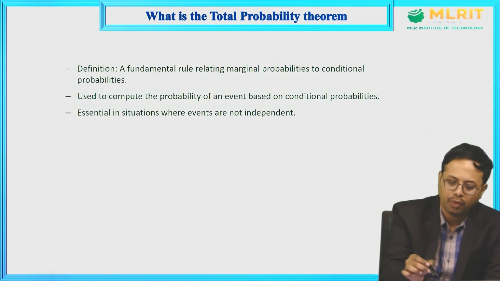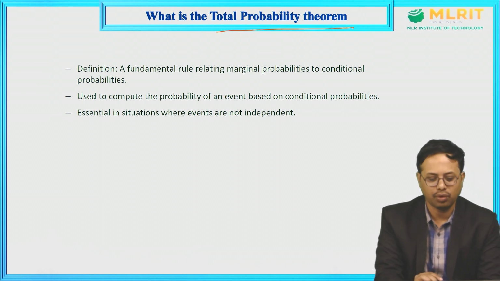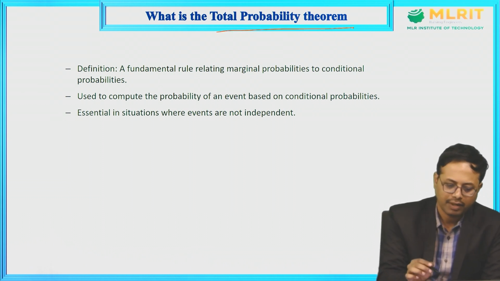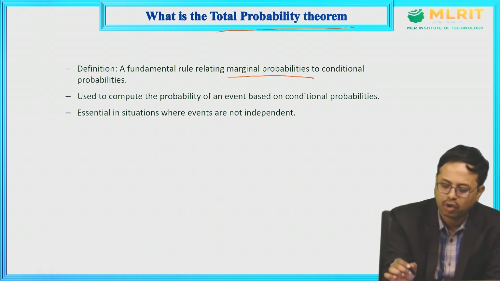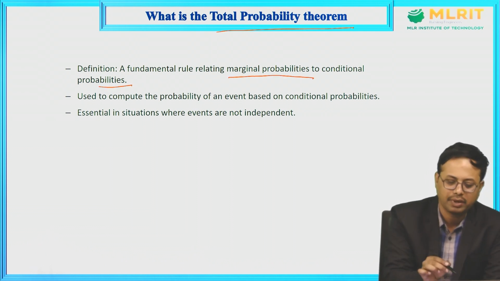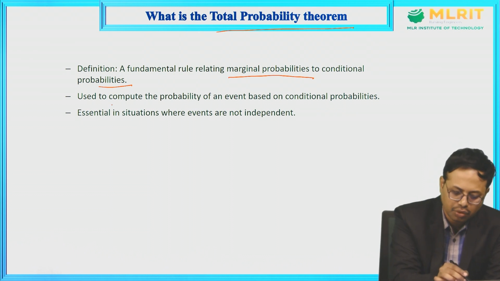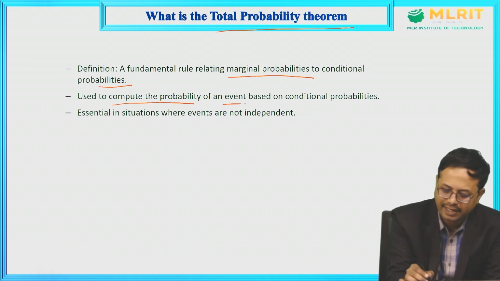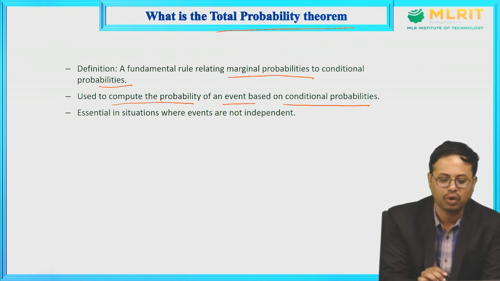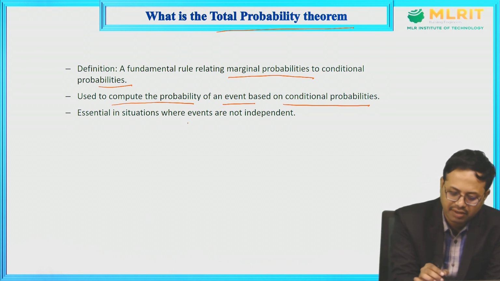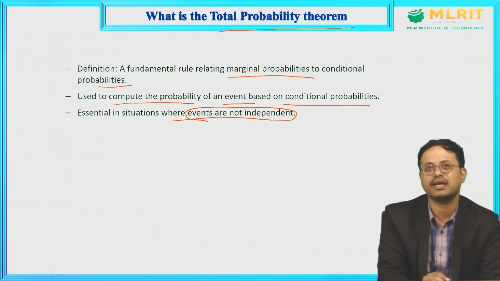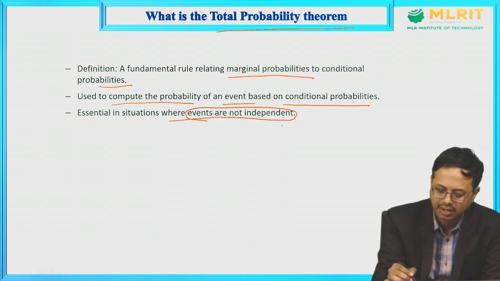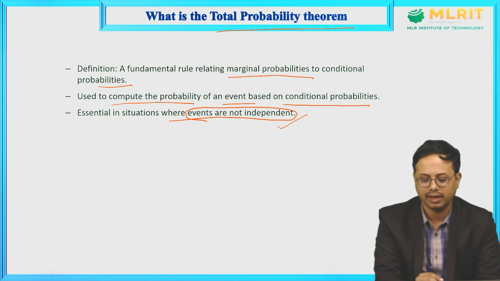What is the Total Probability Theorem? Why are we using the Total Probability Theorem? The definition tells that it is a rule relating the marginal probabilities to the conditional probabilities. It is used to compute the probability of an event based on conditional probability. It is essential in a situation where events are not dependent. This is very important: where events are not dependent, in that situation we use the Total Probability Theorem.